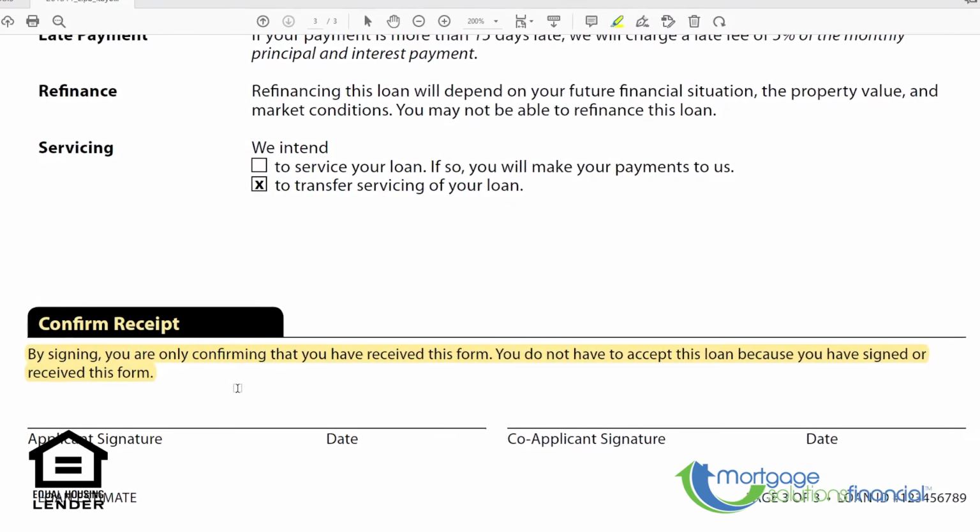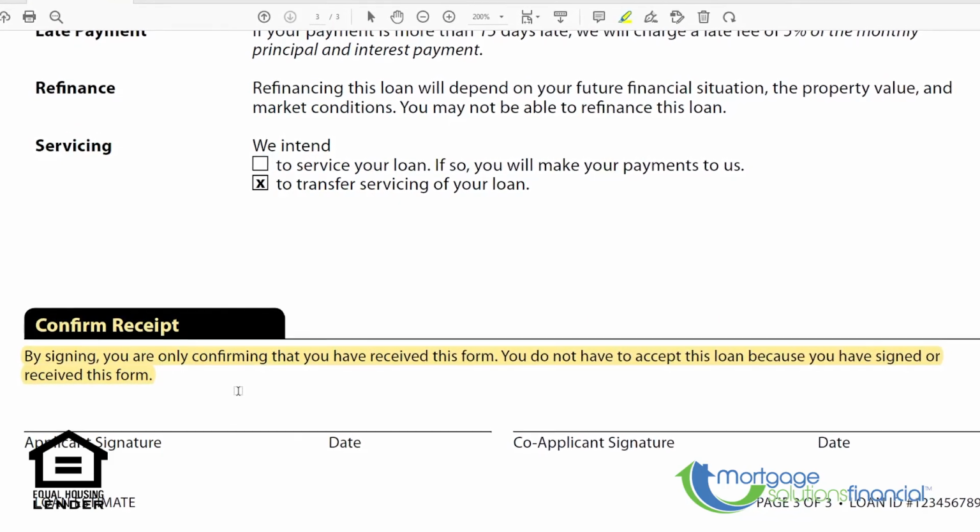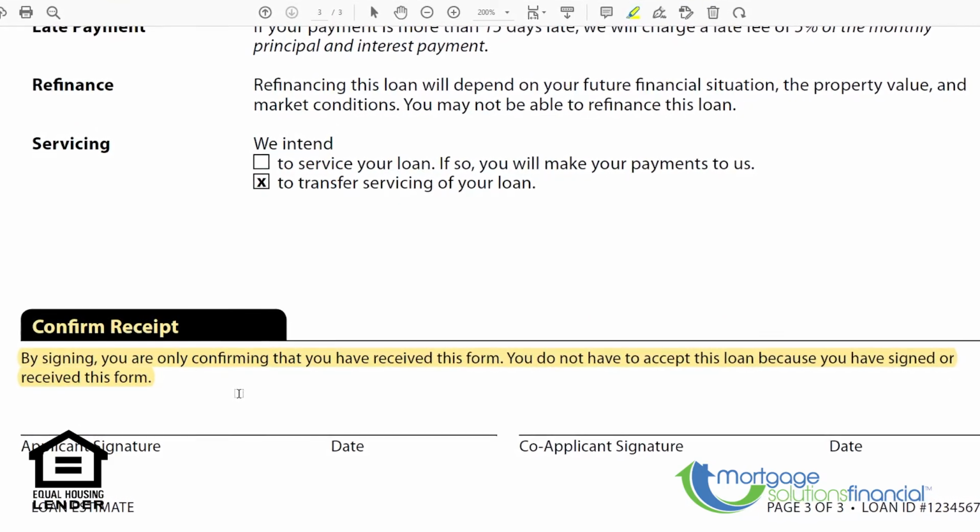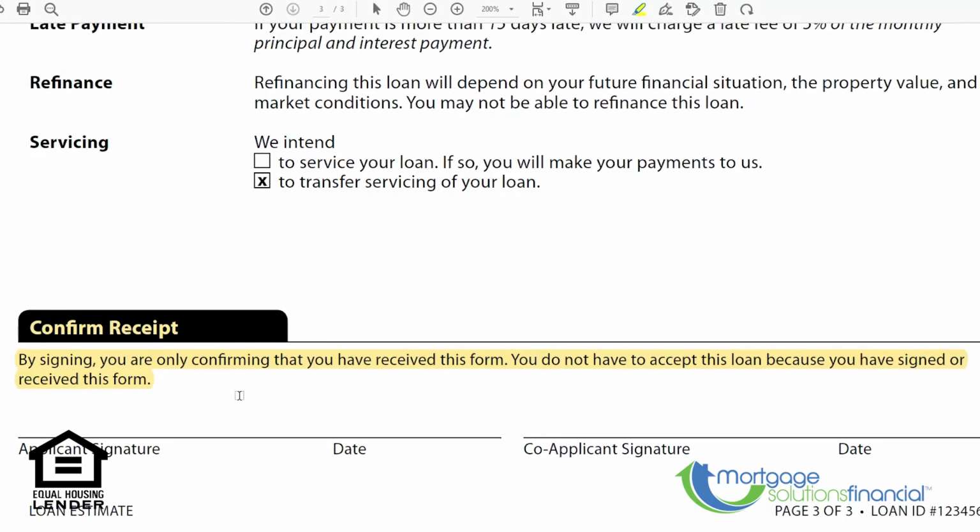It says, by signing, you are only confirming that you have received this form. You do not have to accept this loan because you have signed or received this form. So there you have it, a good look at the loan estimate. Of course, this was just an example.